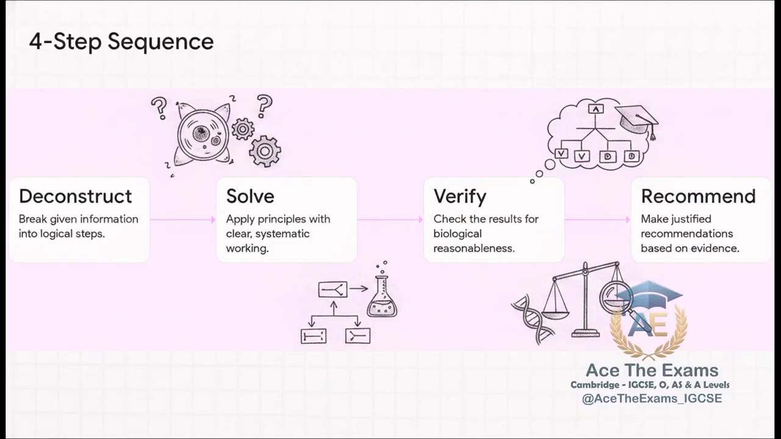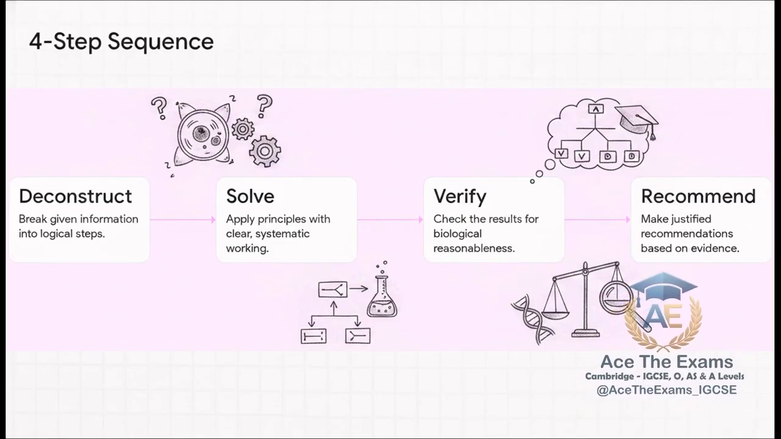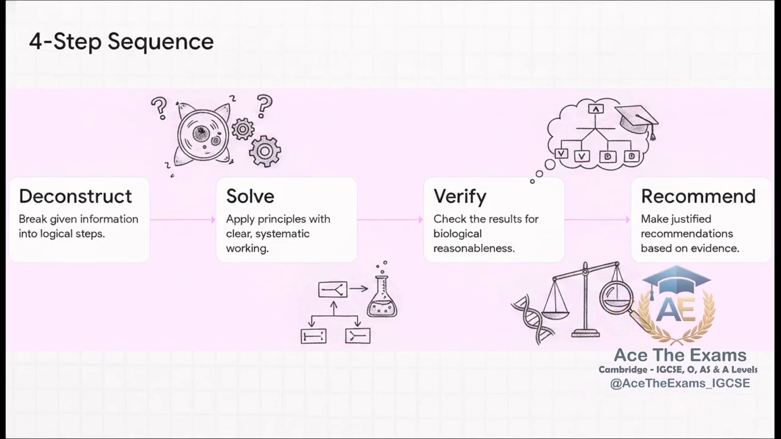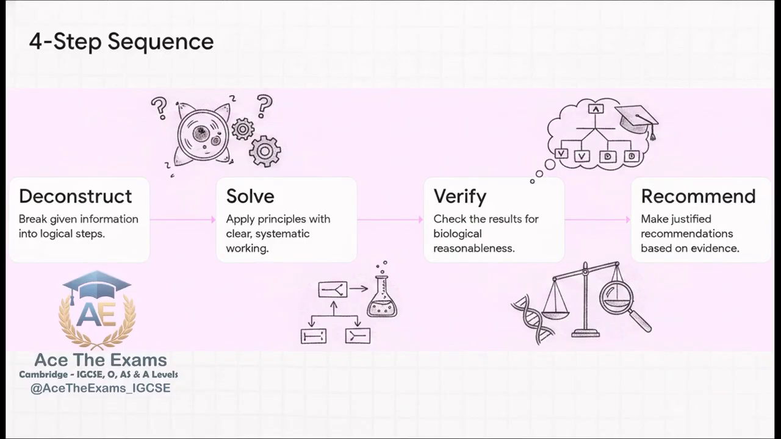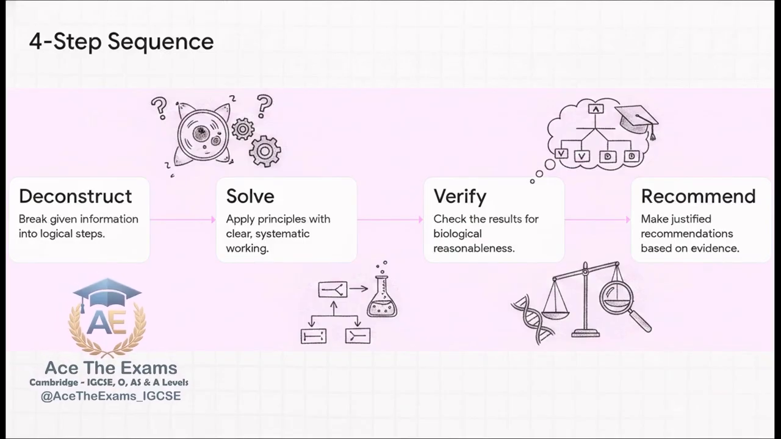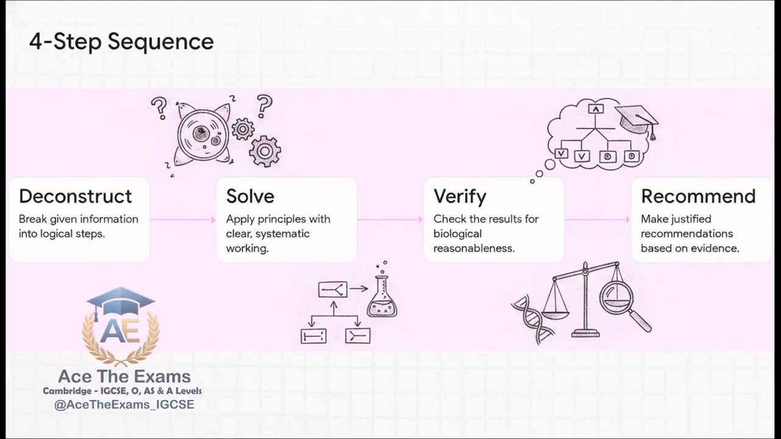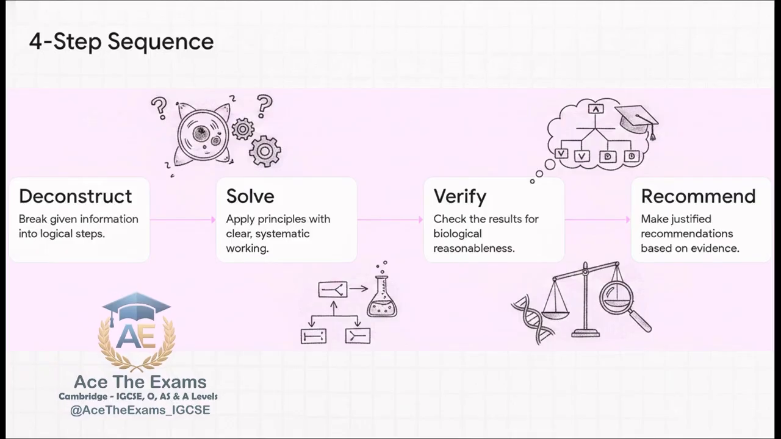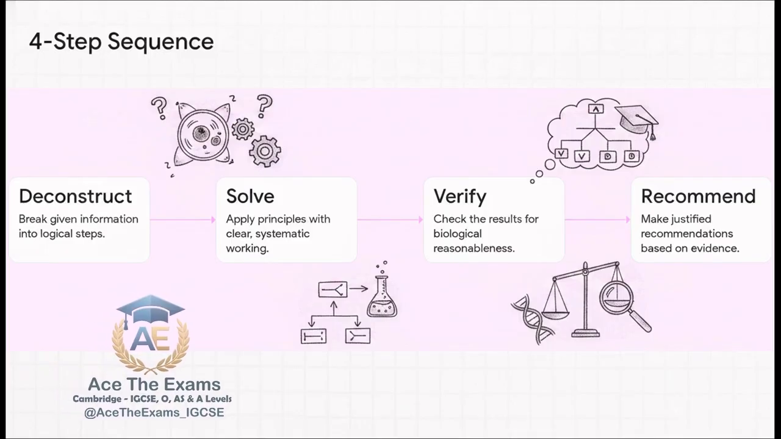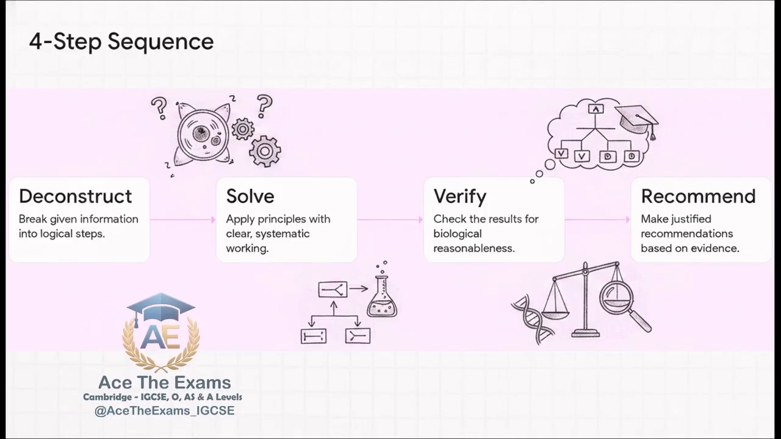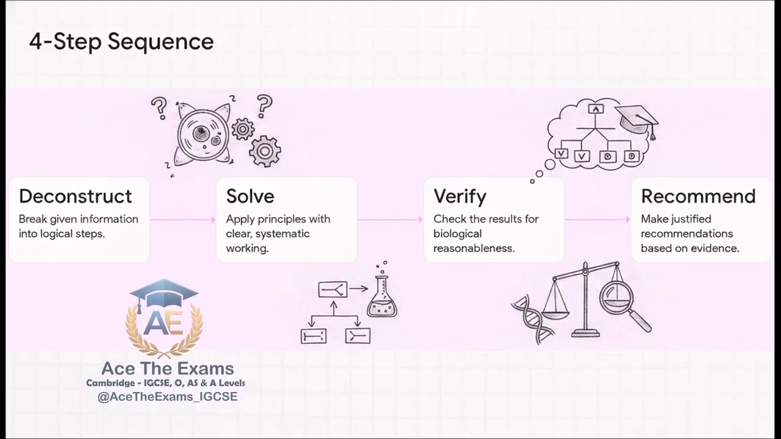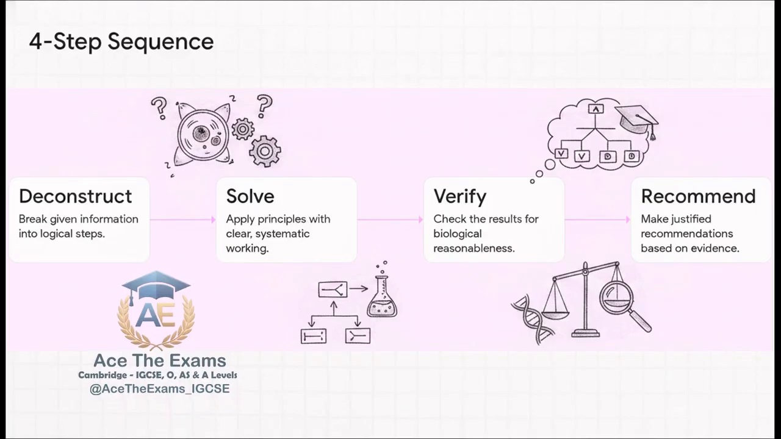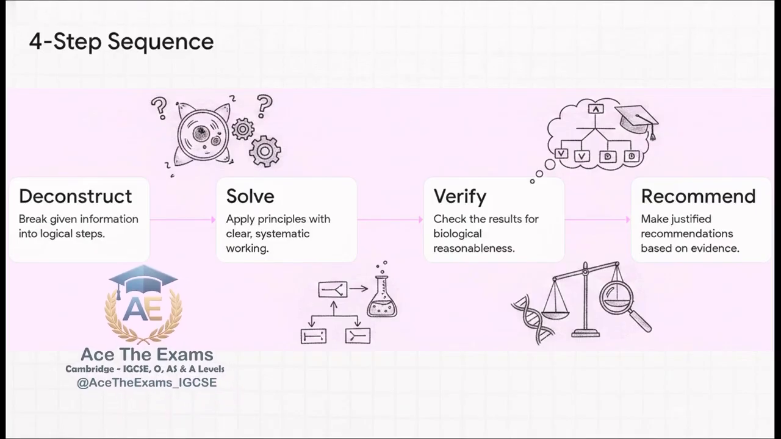When you are faced with experimental skills or totally novel data, you should rely on this 4-step sequence. First, deconstruct the given information and break it down into logical steps. Second, solve it systematically using really clear working. Third, check for reasonableness. Basically, ask yourself, does this answer make biological sense? I mean, if your calculation suggests a human cell is the size of a tennis ball, you instantly know you've missed a step somewhere. And fourth, make justified recommendations. This sequence is your anchor when the exam throws a wild, unseen scenario at you.